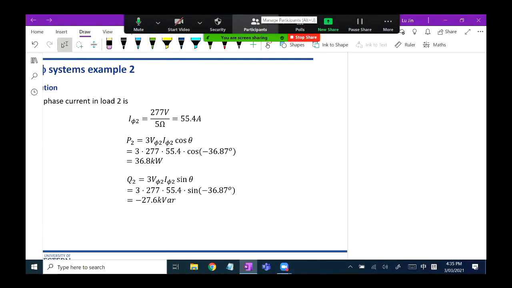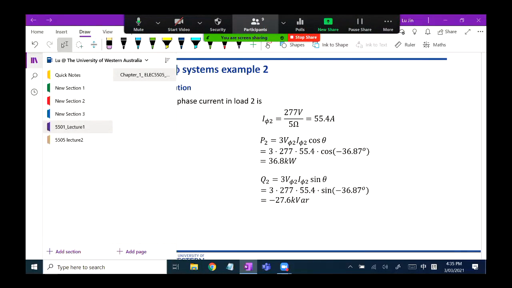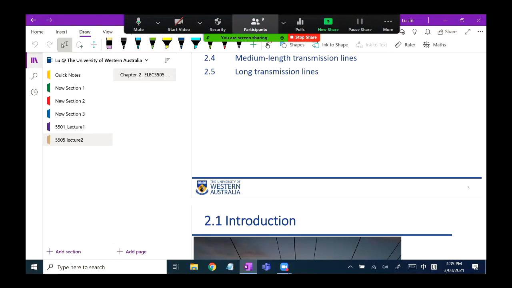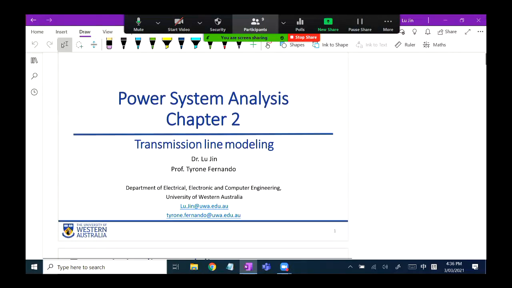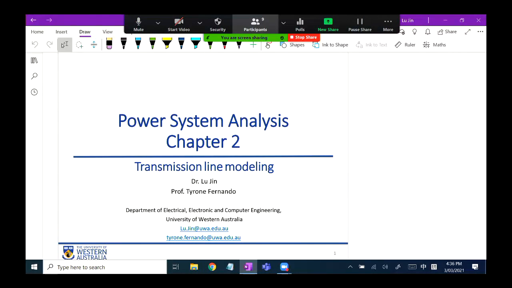What I want to do now is close these chapter 1 lecture slides and move to the chapter 2 lecture slides. Everyone, please open the chapter 2 lecture slides, and we are going to give you a very, very general introduction regarding the transmission lines. Nothing too much, very general.